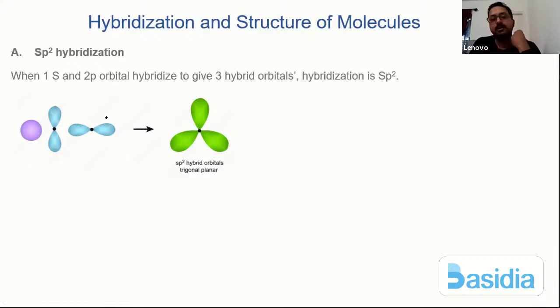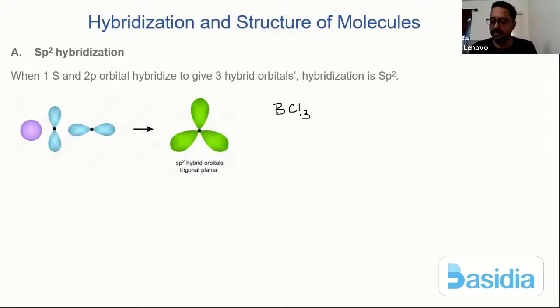So in this SP2 hybridization, there is one s orbital and two p orbitals hybridized to give three hybrid orbitals. Like for example, let me take some example. Okay, so let me say there is a BCl3 molecule. So I'm going to take this particular example here. Okay, so let me take an example of a BCl3 molecule.